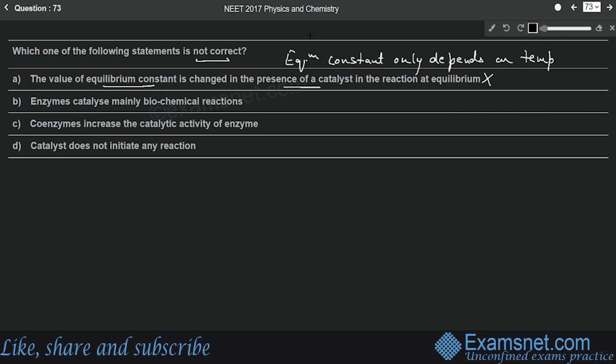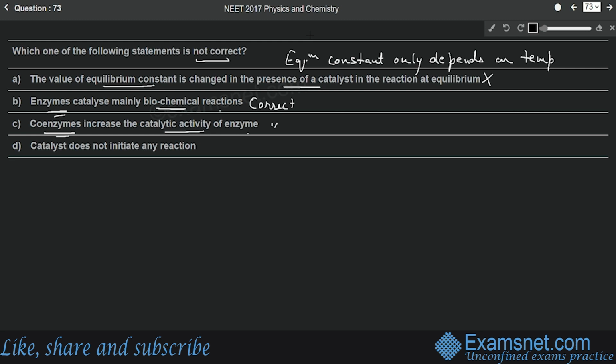Second statement says that enzymes catalyze mainly biochemical reactions. This is true. Okay, enzymes are those catalysts which catalyze the biochemical reactions. So this is a correct statement, but we have to find the incorrect one, which we have already found. Let's see, the third one says coenzymes increase the catalytic activity of the enzyme. Yes, this is also correct.